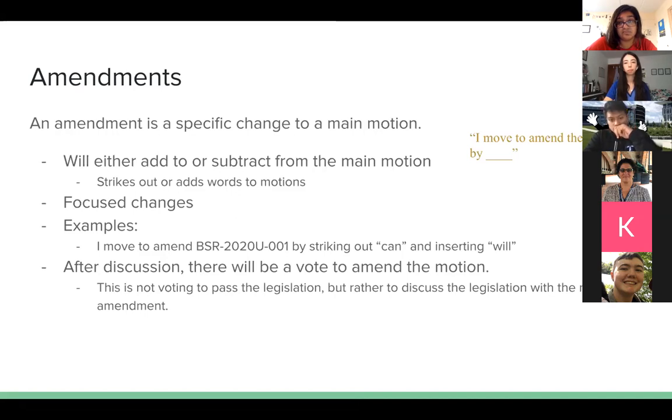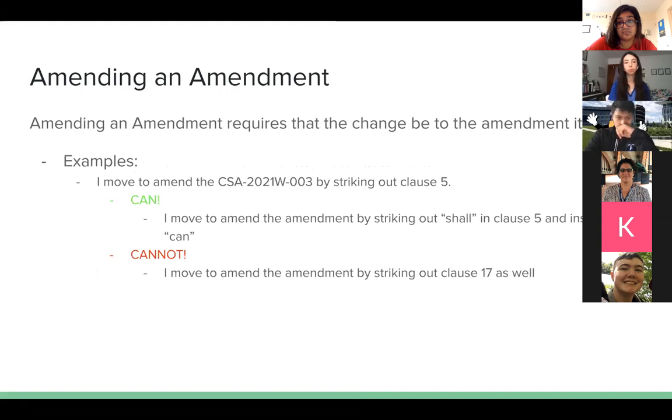Then there's a subsection of an amendment, which is an amendment to an amendment, where it's pretty much the same thing, but doing it while discussing the amendment instead of the main motion.